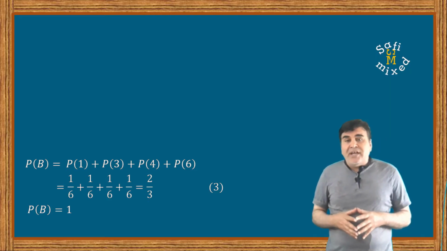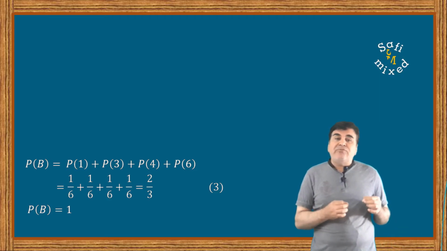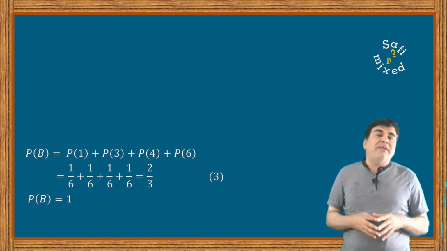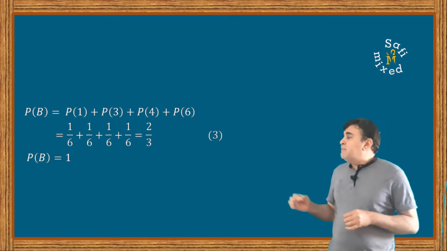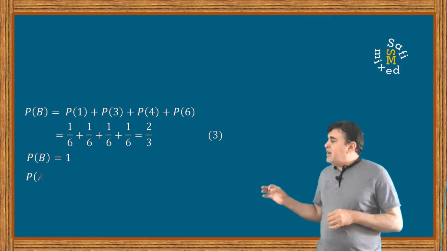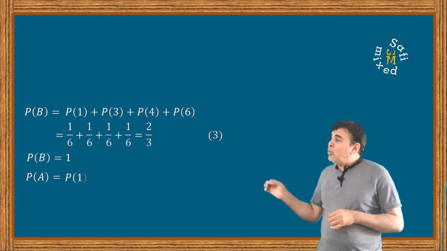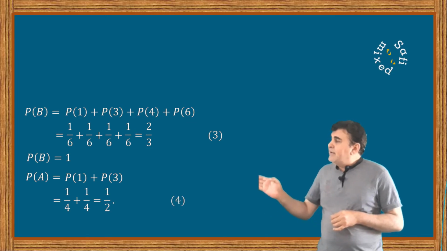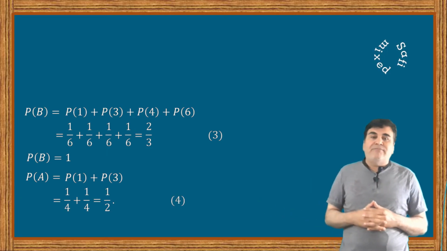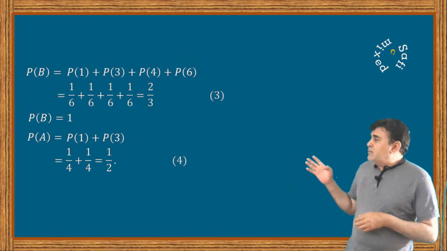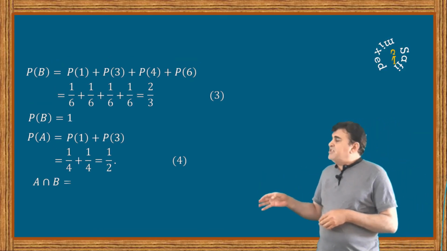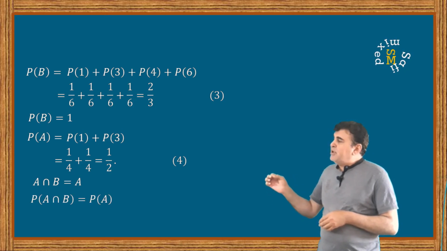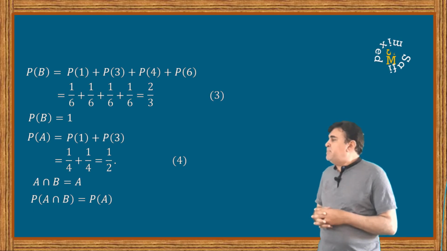Now with this change for the probability of individual outcome, the new probability of event A accordingly updates to P of A equals P of 1 plus P of 3, which is equal to 1 by 4 plus 1 by 4 and is equal to half. Since A intersection B equals A, the probability of A intersection B equals the probability of event A, that is P of A.